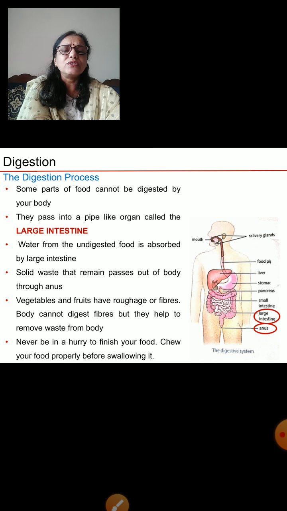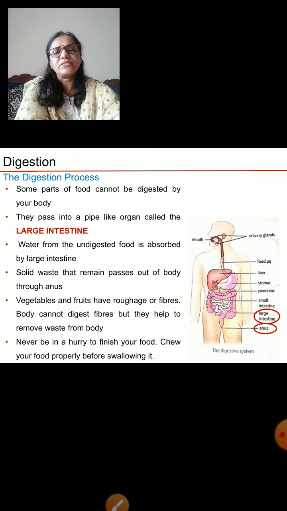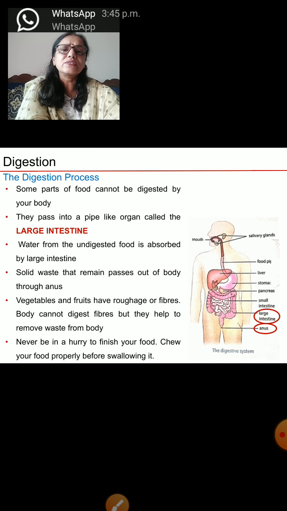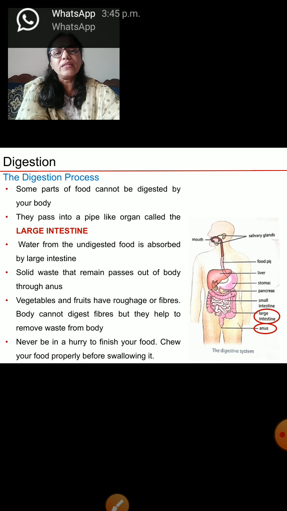Also, you should have some good habits while eating your food. That is, never be in a hurry to finish your food. You should eat at regular fixed timings. You should chew your food properly before swallowing it. Also, you should not jump or run immediately after you have eaten. Otherwise, you will get a stomachache. So, all these good habits you should have while eating your food.